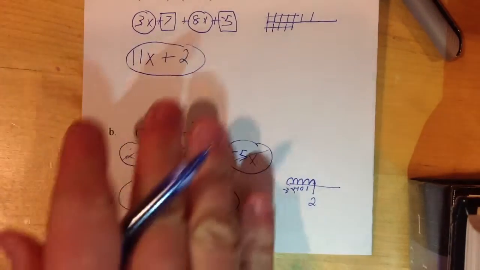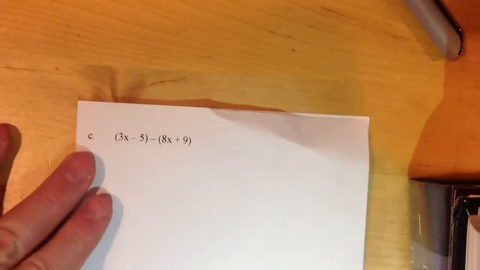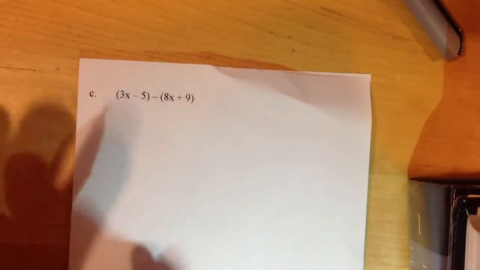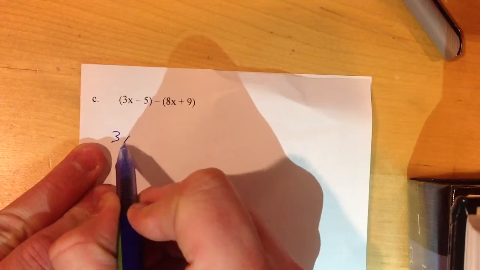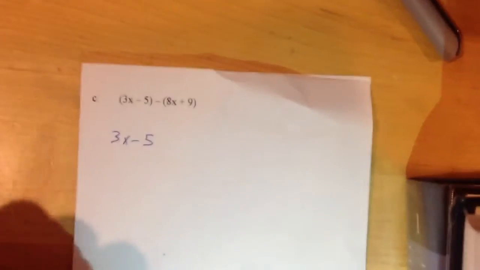Alright, so you should say right now that, hey, that's very similar to what we did before. So now let's get a little bit different. Now we have subtraction. Now subtraction gets very strange. So what happens is 3x minus 5 is perfect. We're just going to say, okay, that's 3x minus 5. I can just bring that down.